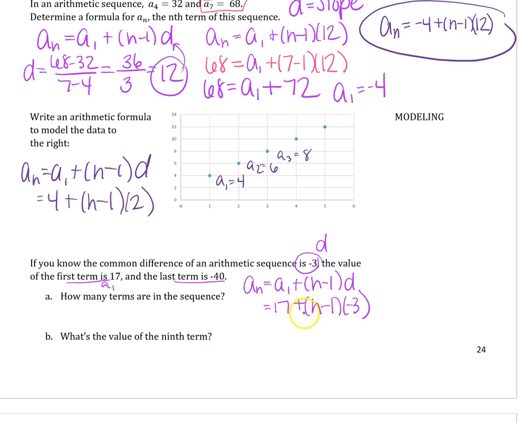I don't know how many terms there are in the sequence, so that's n, so that's why I left it as n. But they did tell me the last term is -40, so I'm going to plug that in for a sub n. So I'm essentially finding what n value, or what n number in the sequence corresponds to -40.